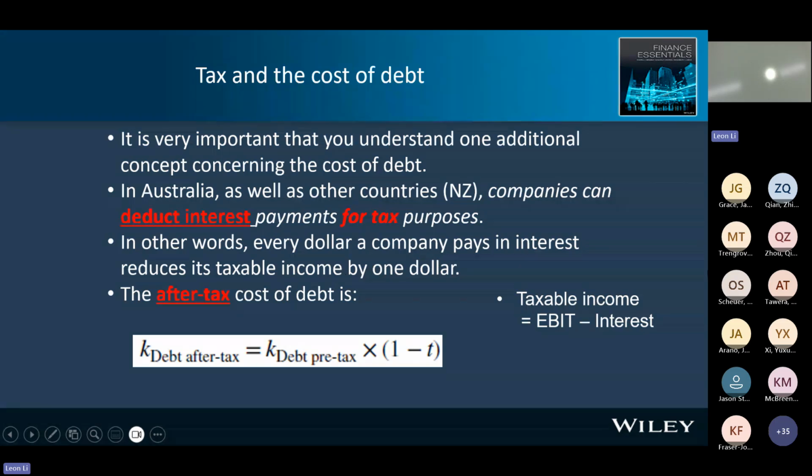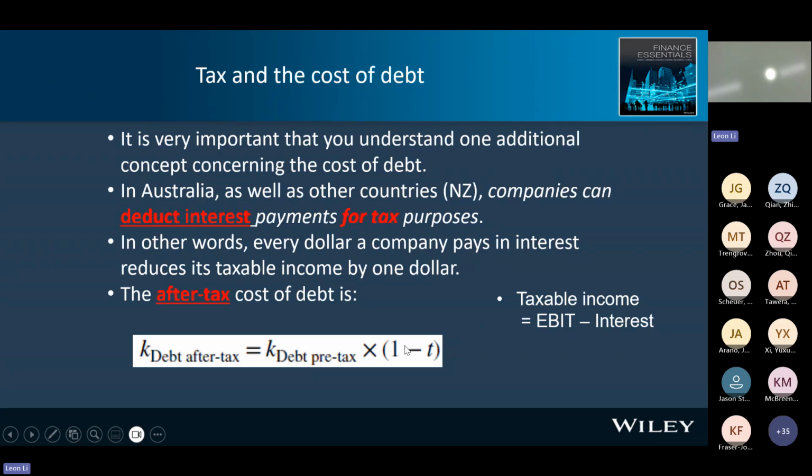Right. So here I give you the taxable income. So taxable income is earnings, EBIT, earnings before interest and tax, minus interest. Right. So a company can deduct the interest payment from its taxable income. So therefore, the after-tax cost of debt is here. So in our previous discussion, we have the cost of debt, but this is the pre-tax cost of debt. After-tax cost of debt is pre-tax cost of debt times 1 minus T. T is the tax rate.